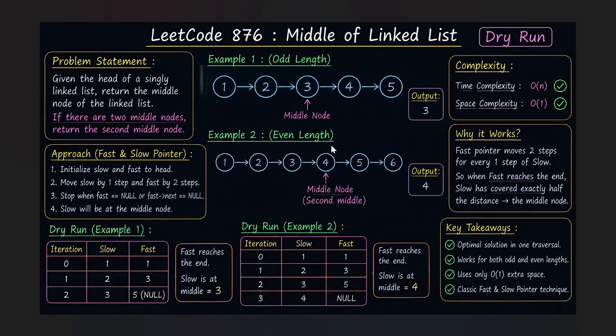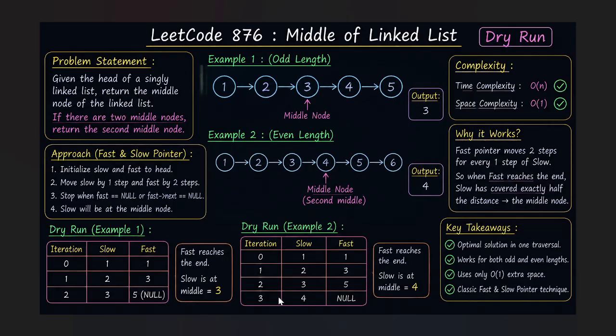If the given linked list has an even length, then in that scenario you can see in dry run example 2. In the zeroth iteration, initially slow and fast are pointing at 1. In the next iteration, slow moves by 1 so slow will point at 2, and fast moves by 2 so fast is pointing to 3. In the next iteration, slow moves from 2 to 3, and fast will point to 5 because it moves by 2.